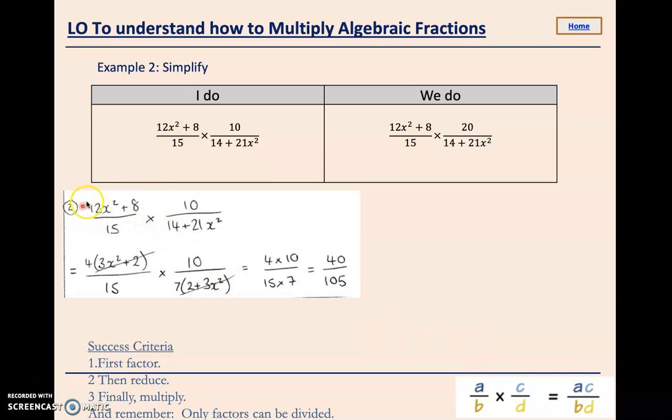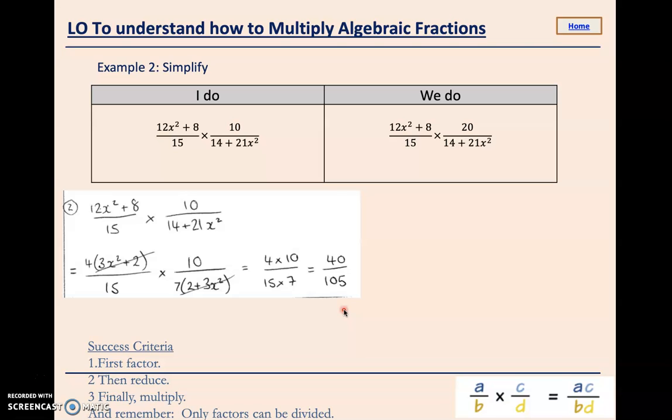So again, let's factorise. If we factorise this top here, we know we can take out a factor of 4. We end up with 3x squared plus 2. Over here again, we can take out a factor of 7. And it leaves us with 2 plus 3x squared, as we've got here. Our factor here on the top of 3x squared plus 2, yep, that can cancel out because if we're timesing by this and then dividing, because it's in our denominator, then they're going to cancel out. So we end up with 4 times 10 on the top and 15 times 7 on the bottom. So we get 40 over 105.